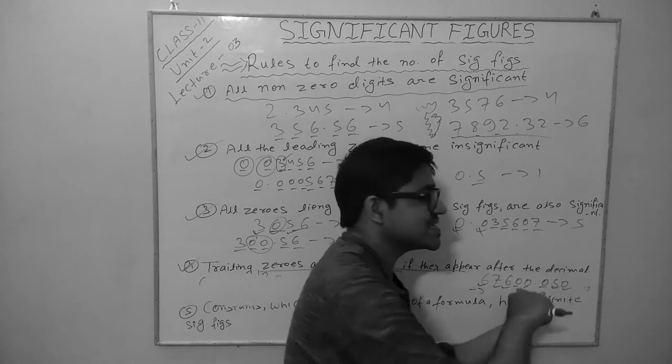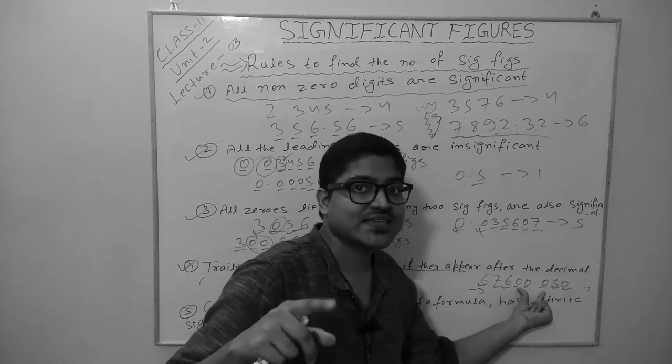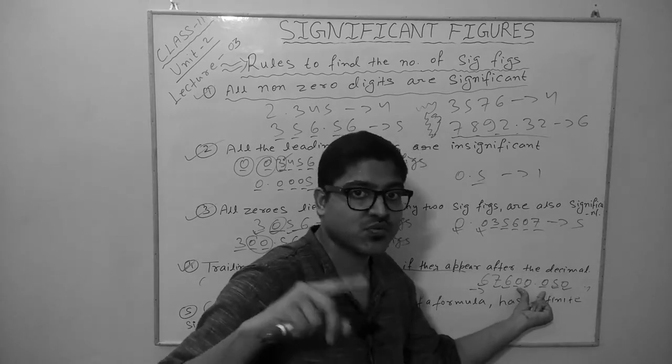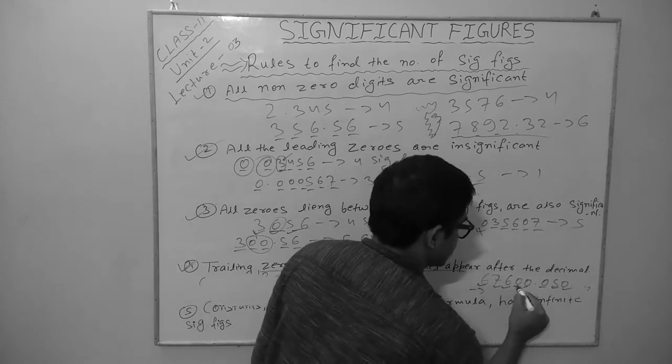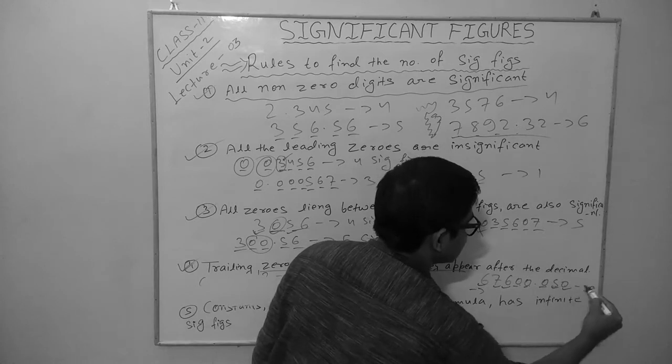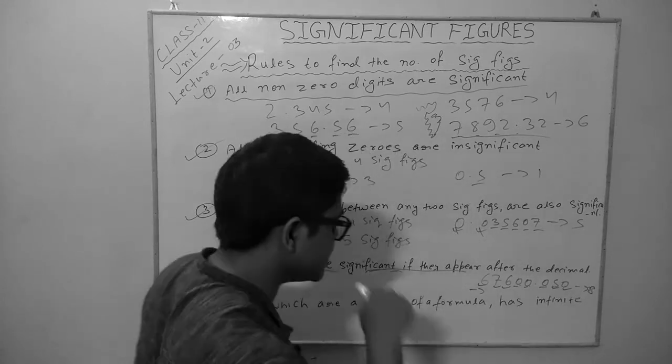They are lying between significant figures. That means there are significant figures on both sides of these zeros. So we have 1, 2, 3, 4, 5, 6, 7, 8, a total of 8 sig figs in this case, 8.